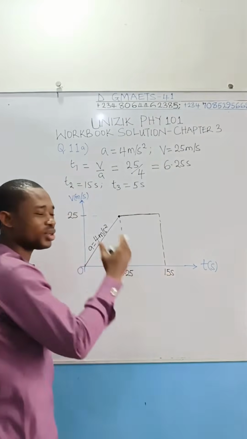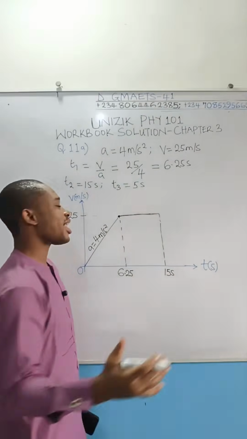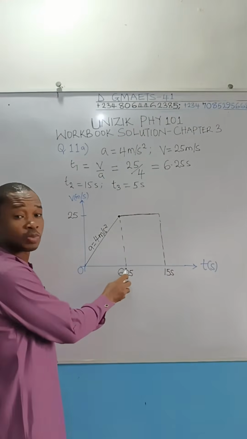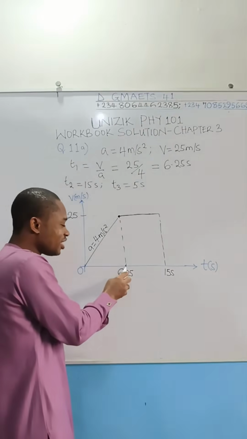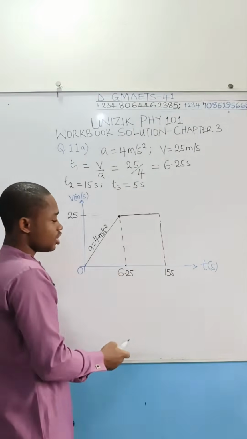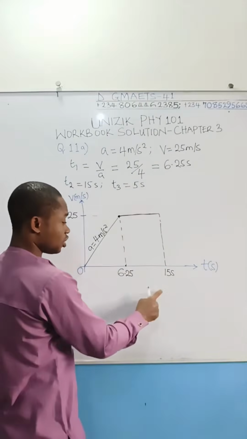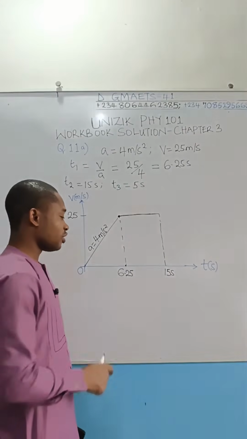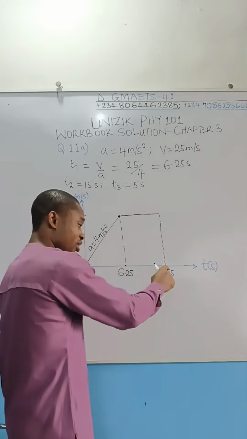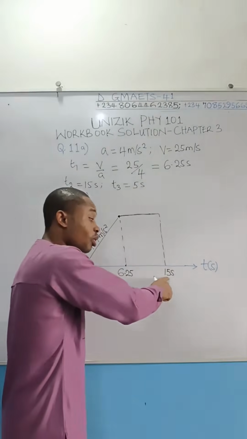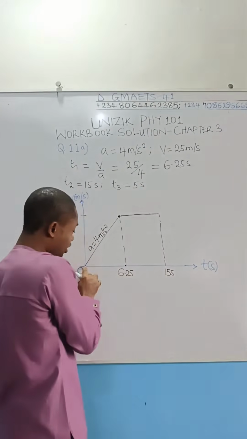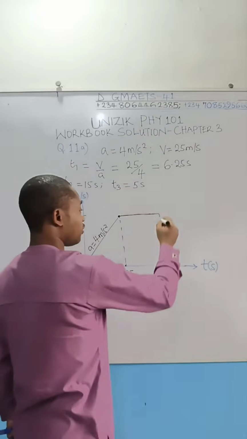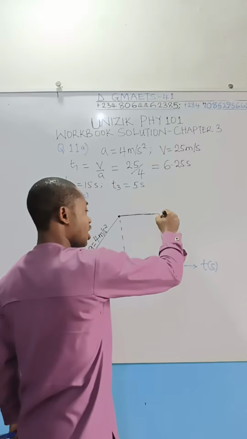I like working on the time separately. I don't like adding them together. What I'm doing here from this point to this point is 6.25 seconds. Then from here to here is 15 seconds. If you add the time together from here to here, it is going to be 6.25 plus 15 seconds to get the total time from the beginning to the point where it maintained the constant or uniform speed. So from here, the car was brought to rest.